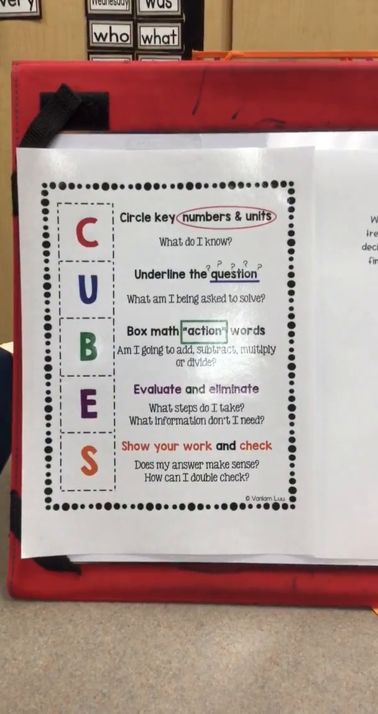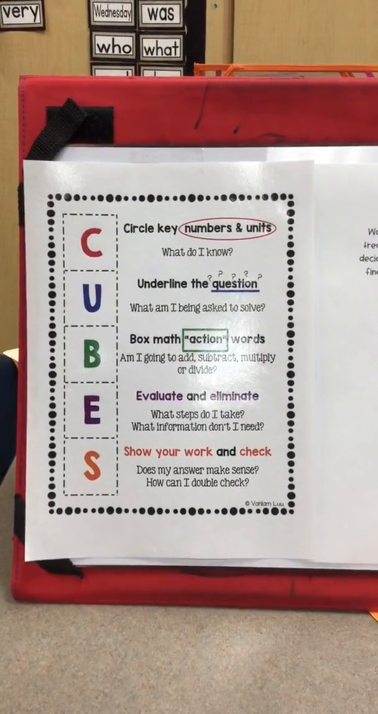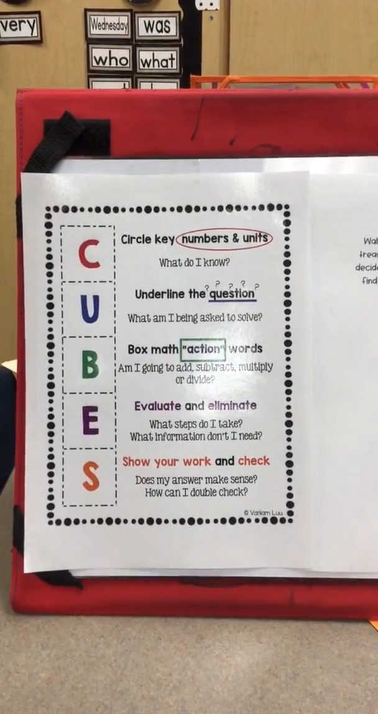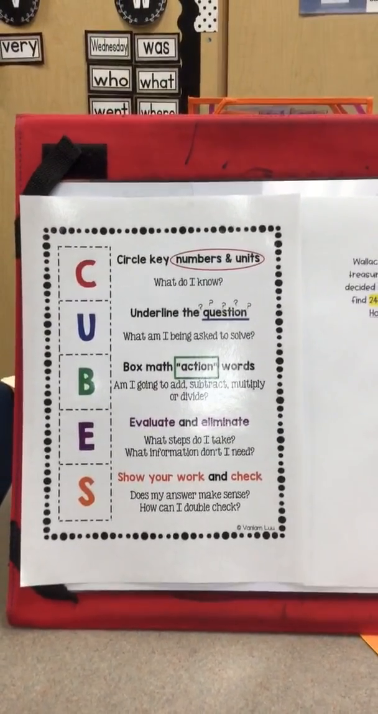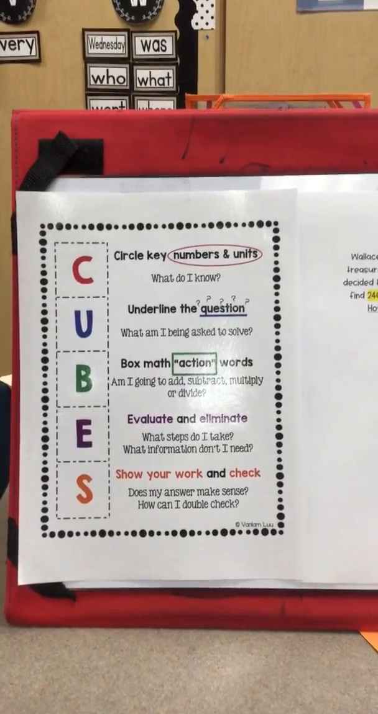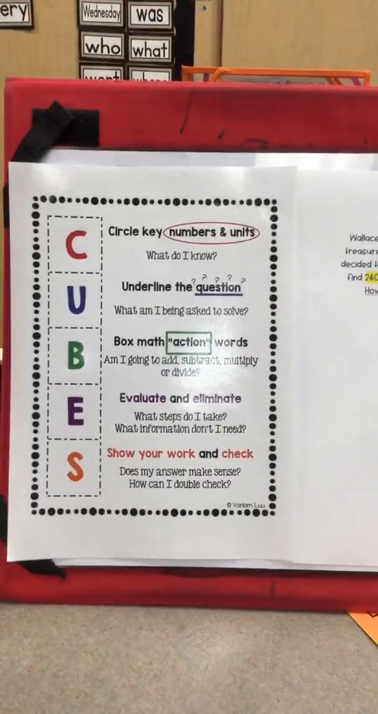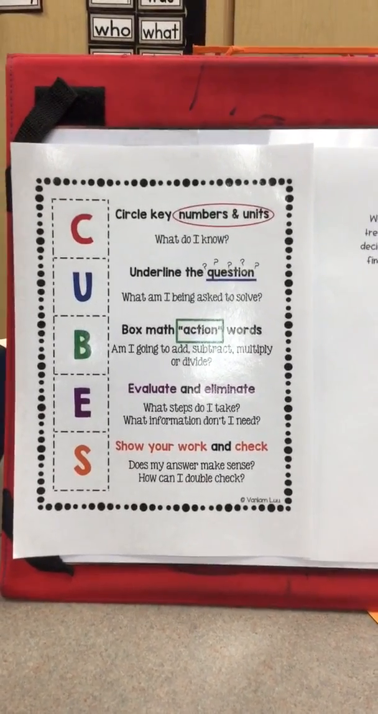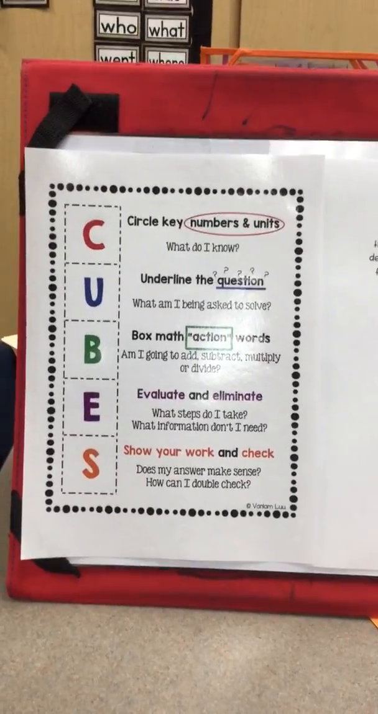The B stands for box those math action words. We tell our students that there are major keywords. For example, "how many more" usually means to subtract. So when we highlight and box those important words, they help us correctly and successfully choose an operation for that problem. E stands for evaluate and eliminate, meaning: is there anything in that problem that is fluff? Is there anything that we can get rid of?